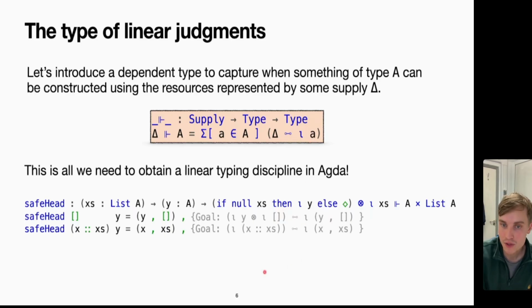And now it's very convenient that Cubical Agda reduces things appropriately for us. So for instance, in the first case, null xs will reduce to true, which means this whole if-else expression will reduce to iota y. So we have something which is almost looking like the supply we actually have available. And similarly, in the second case, where this diamond will also be discarded because this is implemented with computational content in Cubical Agda. So this almost looks like we have used the provided resources.